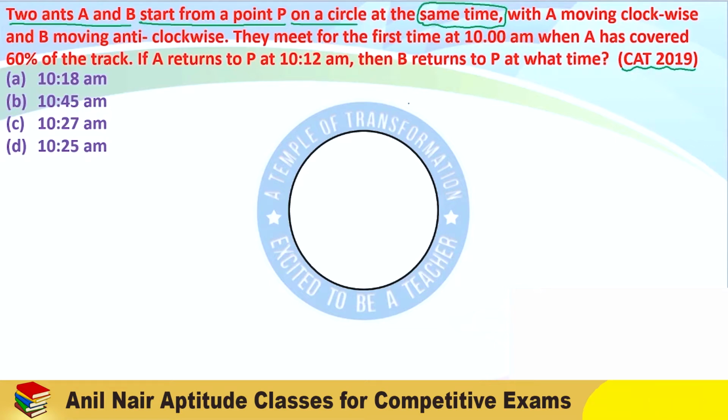Time is constant. That means there is some point here called P on a circle. I have drawn the circle well in advance before recording this particular problem. There are two ants, and these two ants will start from this point P itself at the same time. Both the ants are starting at the same time. So time is constant. Distance ratio and speed ratio we need to consider. Let us see that later.